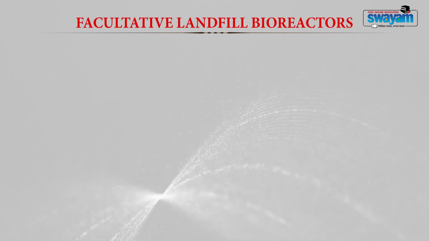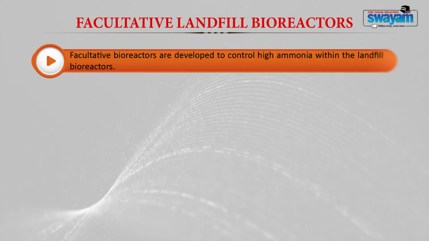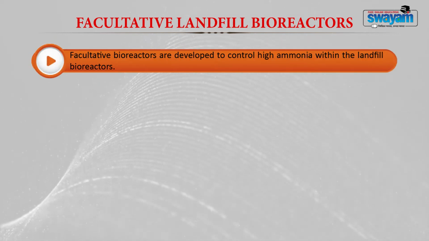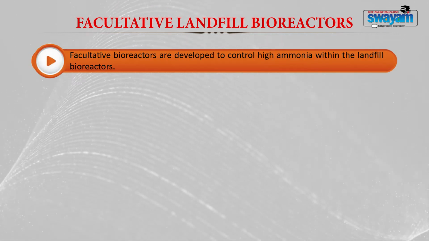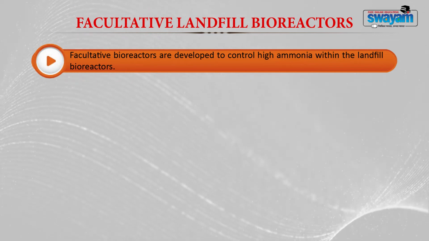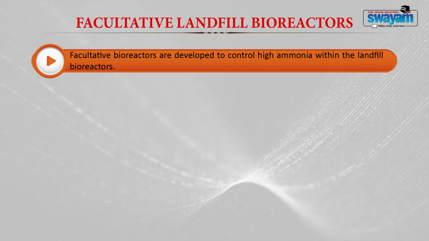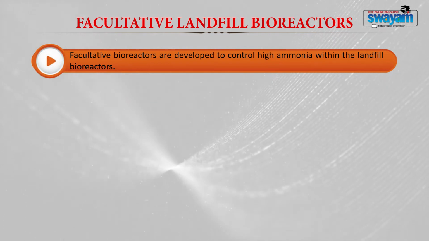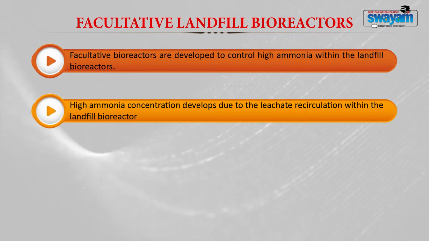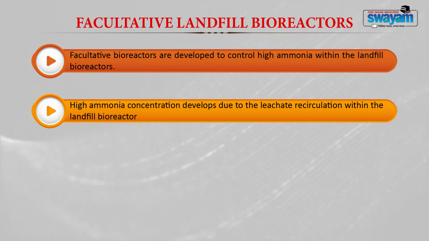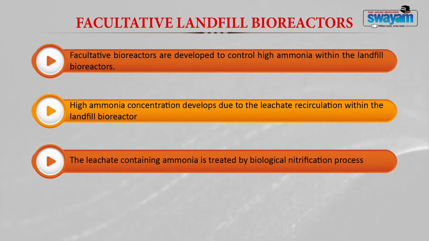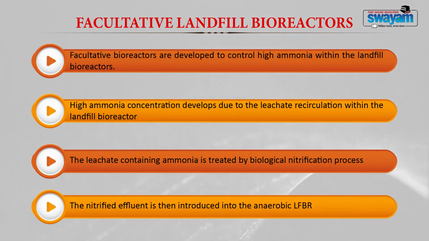The fourth type of landfill bioreactor is your facultative landfill bioreactor, which is developed with a specific purpose. Here it is developed to control the high level of ammonia that is generated during the degradation of waste. Now, high ammonia concentration that develops during the leachate circulation is removed and then subjected to a biological nitrification process. The nitrified effluent will again be introduced into the anaerobic landfill bioreactor.